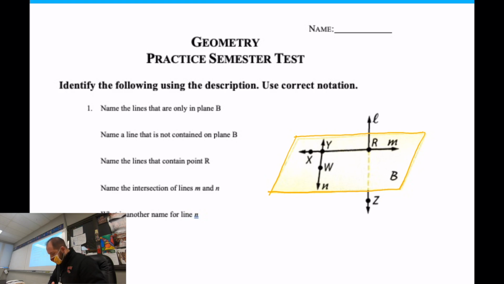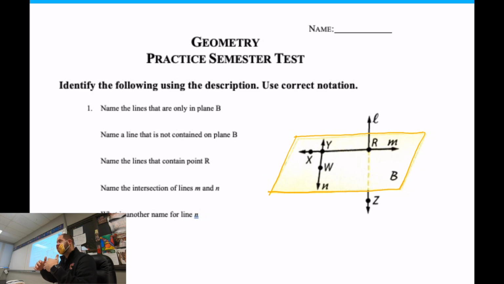Okay, but yeah, let's walk through this here. We're going to identify the following problems. The big thing I'm checking for on question number 1 is, can you name objects correctly, like lines, planes, points? Do you know how to write them down? Do you know how many letters you're supposed to use?